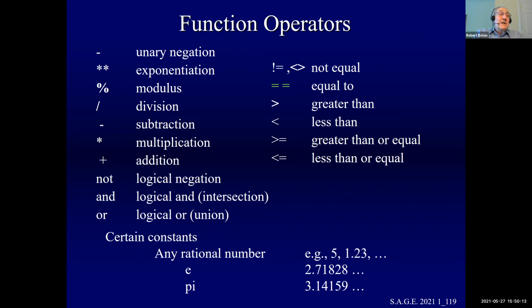You can also include some constants. You can include any rational number, 5, 1.23, whatever you want. You can also write E and get the base of the natural logarithms, 2.718 and so on, and pi, 3.14159 and so on. That means you cannot call any trait E or pi. They are reserved for those particular constants. So you can bring them up whenever you want. Don't try and call a new trait E or pi. It won't work.